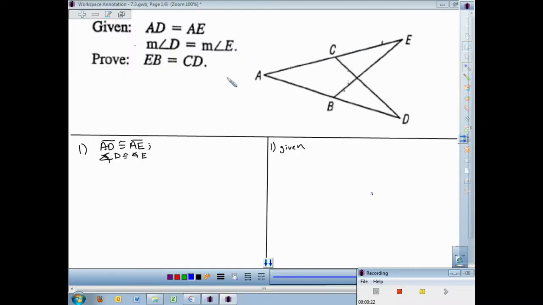They give me some information. Let's start by marking what they give me. They give me segment AD. Here's segment AD. Where do you put the tick mark? You got to put it right smack dab in the middle of it, or as close to the middle as you can without going over the top of something. So there's segment AD congruent to segment AE. So right there. And they also give me angle D congruent to angle E, so that's what I got. They want me to prove that segment EB is congruent to segment CD, so that's at the end.